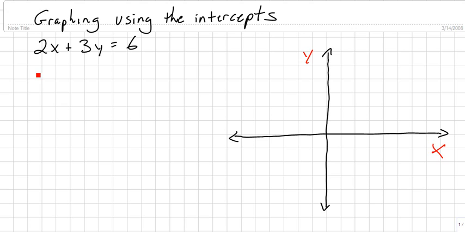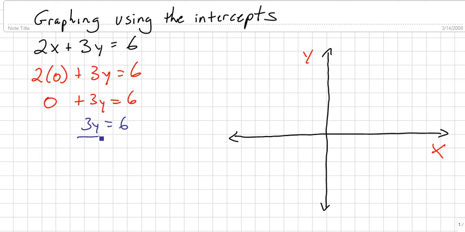So we'll start off by substituting 0 in for x. We substitute 0 in, and then solve this equation. Obviously, 2 times 0 equals 0, and we're left with 3y equals 6. To isolate the y, we divide by 3. Whatever we do to one side, we do to the other side. 3 over 3 cancels out, so we're left with y equals 6 divided by 3, which is 2. So the y-intercept is the ordered pair (0, 2).